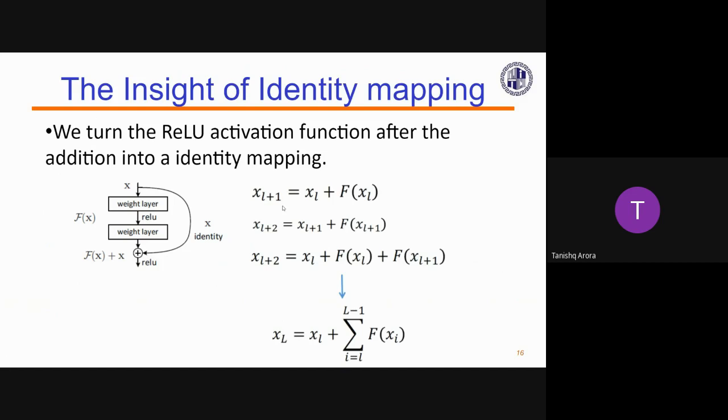So this equation is constructed for the l+1th layer. If we do have many layers, for the l-th layer, x[l+1] = x[l] + f(x[l]). And for the next layer, similarly, x[l+2] = x[l+1], the previous layer, plus f(x[l+1]), and we can substitute x[l+1] from this equation into the next equation. That will become x[l+2] = x[l] + f(x[l]) + f(x[l+1]).